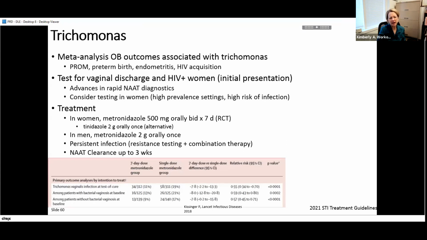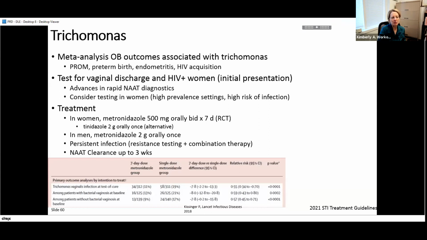There are advances in diagnostics, but what's really new here is the treatment recommendation from Patty Kissinger's paper that was published in Lancet Infectious Disease, showing that multi-dose therapy was more effective than single-dose therapy for treatment of trich. So recommendations in women now should include a week's worth of metronidazole. We don't have any data in men for multi-dose therapy, so the 2-gram dose is still recommended.